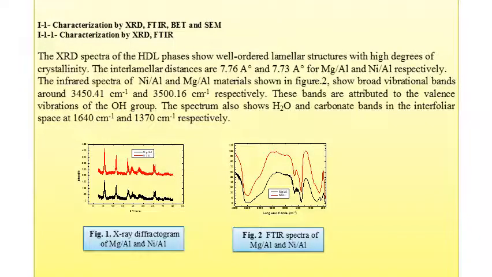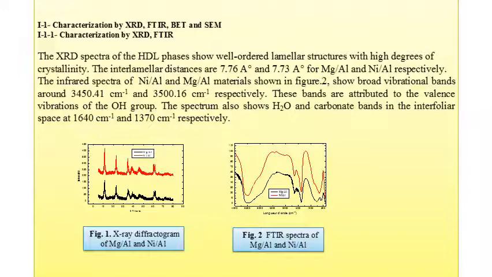Characterization by XRD, FTIR, BET, and SEM. The XRD spectrum of the HDL phases shows well-ordered lamellar structures with high degrees of crystallinity. The interlaminar distances are 7.76 Angstrom and 7.73 Angstrom for MgAl and NiAl respectively.